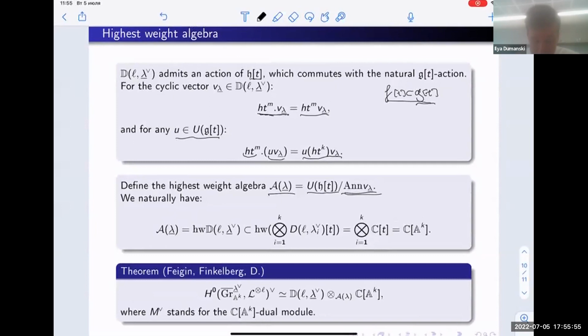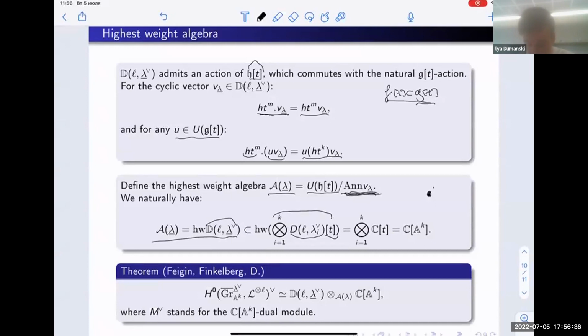That is easy to see, because if you pick the cyclic vector of the Demazure modules, then all the vectors of the same weight are generated from it by applying H of T. So if we take the annihilator of this vector, we get the highest weight space. And by definition, this module was defined as a submodule of the tensor product of these globalized affine Demazure modules, whose highest weight space is just a polynomial ring.